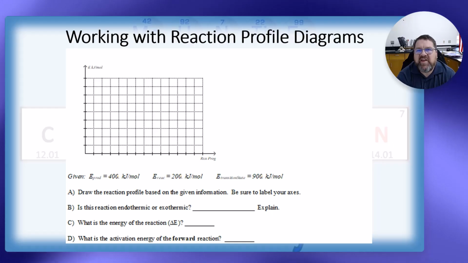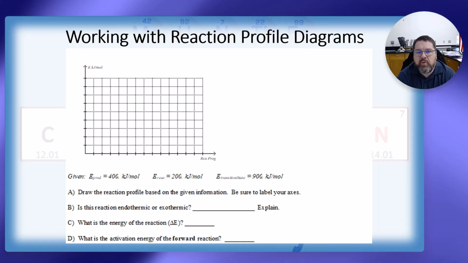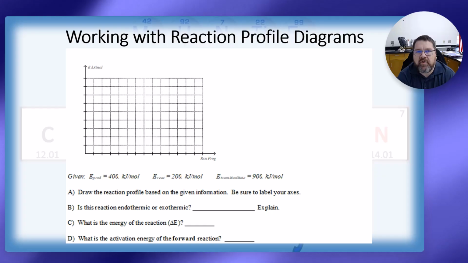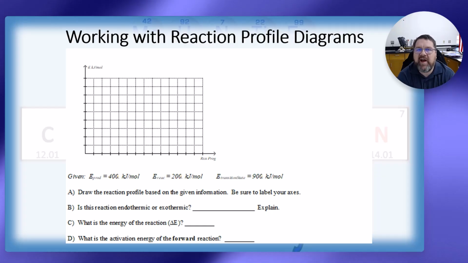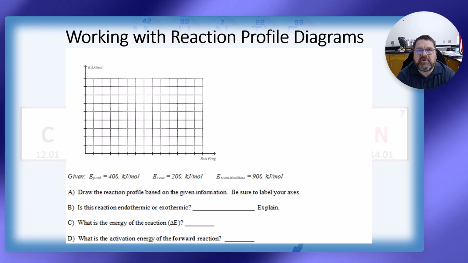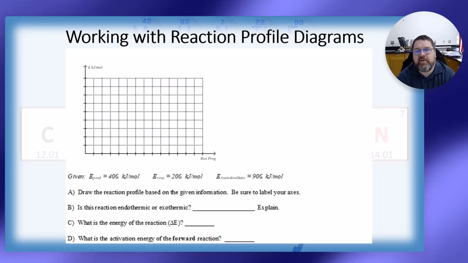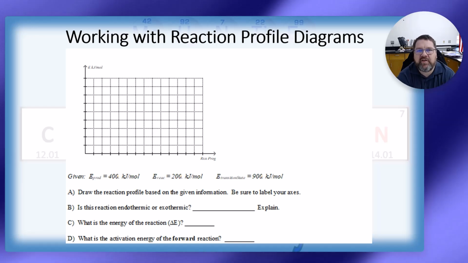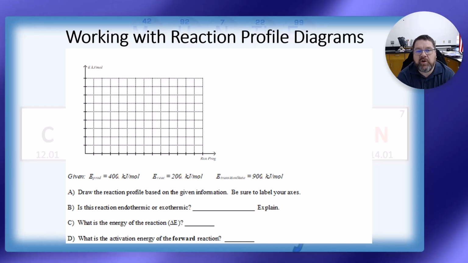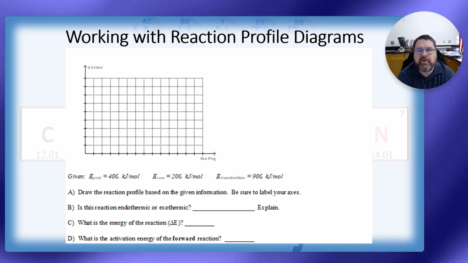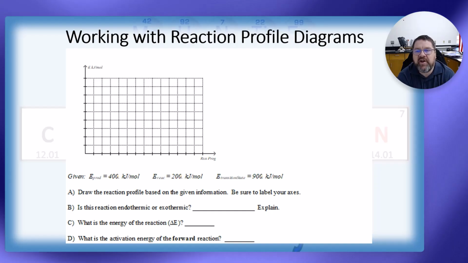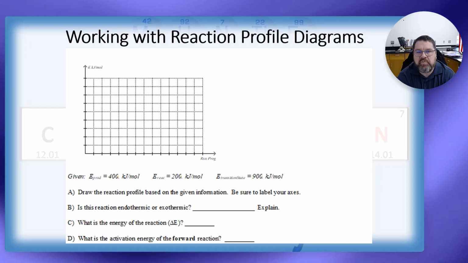So if we were given the task of drawing a reaction profile diagram, we need to know a couple things. We need to know the energy of our reactants and our products, as well as the energy of the transition state. So here you can see we have a set of axes already established for us. Below that we have some given information about the product energy, the reactant energy, and the transition state energy.